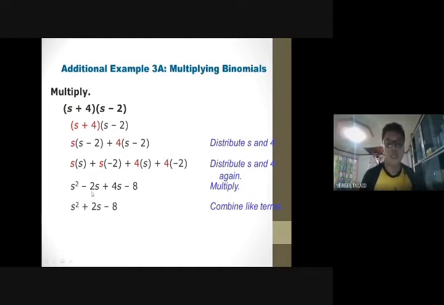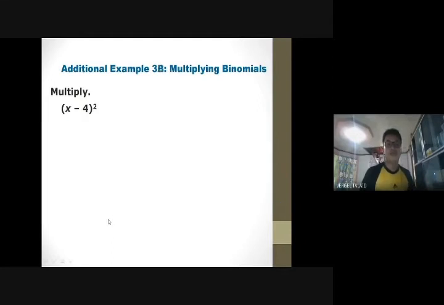Since negative 2s and 4s are similar terms with the same literal coefficient, adding negative 2 and 4 is unlike signs. We subtract and copy the sign of the largest absolute value, that is positive 2s minus 8. Okay, the quantity x minus 4 raised to the power of 2. You can split this as the product of two binomials, x minus 4 times x minus 4.